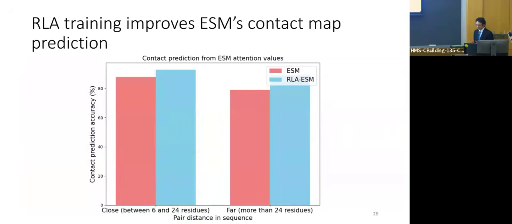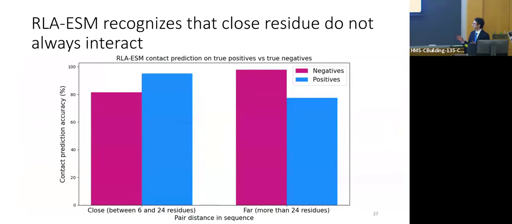Yeah, so this was our first sign that we were doing something right: we were able to improve the contact map prediction from ESM, and particularly the true negative rate in this close category got a lot better, which gave us some confidence that we were actually imbuing ESM with structured information. That indicated to us that the latent space we were learning was going to be informative, was going to provide a good scoring function.